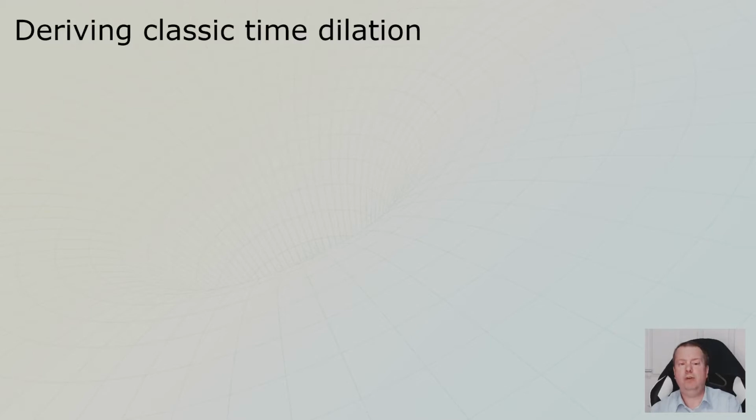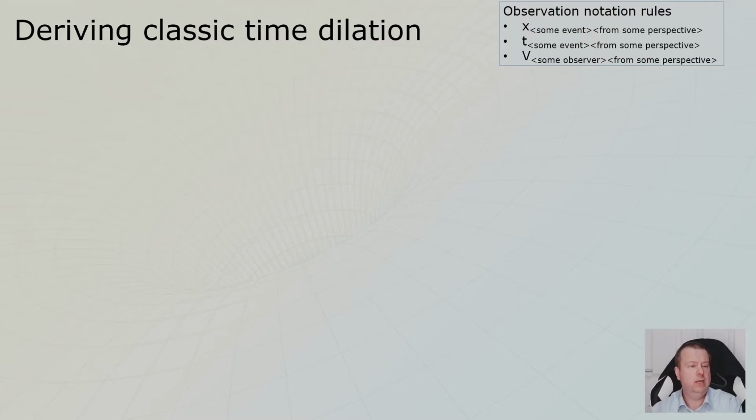Let's first derive classic time dilation from the Lorentz transformation. If you don't know what the Lorentz transformation is, you will have to go to some of the previous levels, but I expect that you have mastered those. I'm introducing my special secret notation again. It's very, very important in special relativity that you know who's talking about what. So I introduced this notation.